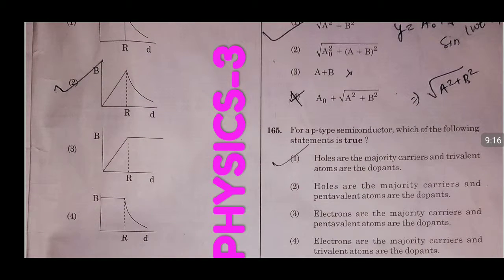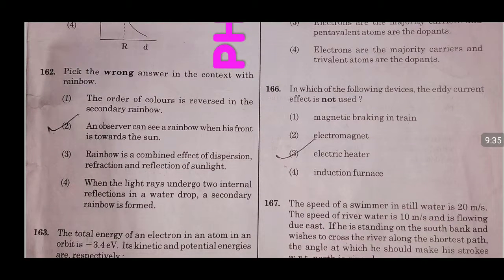165 number question. For a p-type semiconductor, which of the following statements is true? Then the right option is first: holes are the majority carrier and trivalent atoms are the dopant. Then the first option regarding this question will be right. 166. In which of the following devices is the eddy current effect not used? And the right answer is electric heater. Eddy current effect will not be used in electric heater.